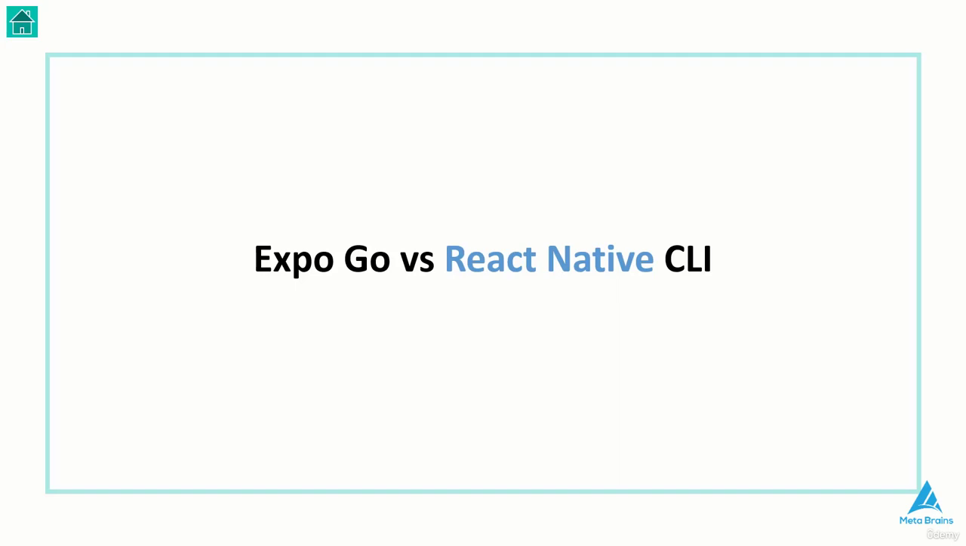Alright, so in summary, Expo CLI provides a simpler and more streamlined development workflow for React Native applications, while React Native CLI provides more flexibility and control over your project structure and code. The choice between the two depends on your specific needs and preferences as a developer.